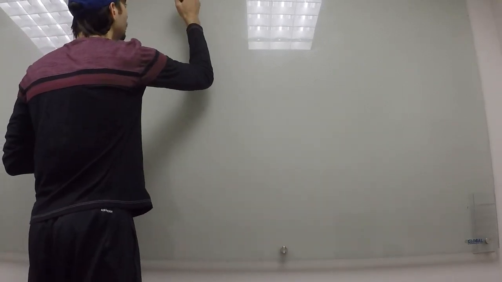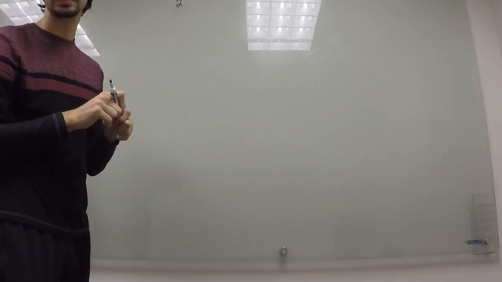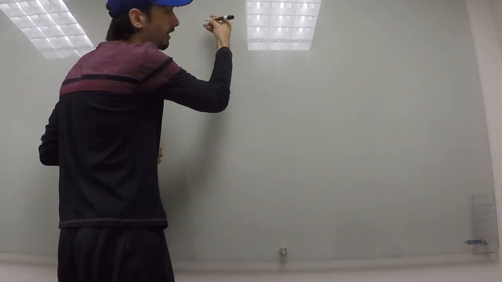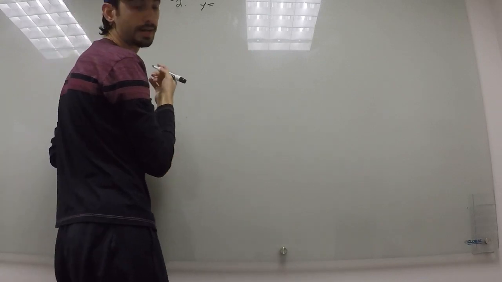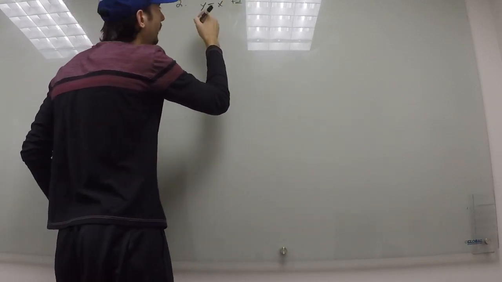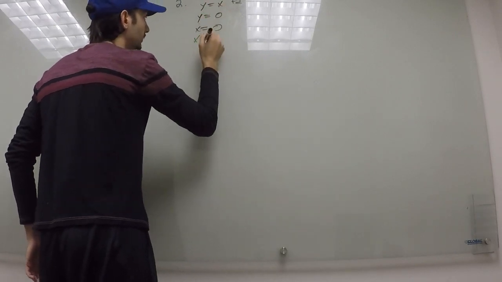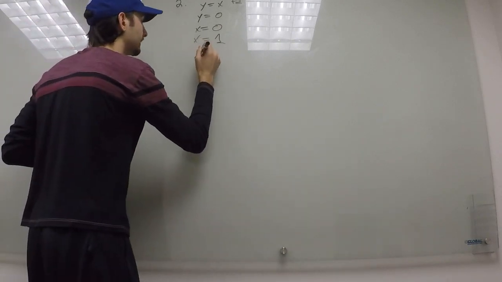So this question asks us to find the volume of a solid created by the following pieces of information. So we have y equals x squared plus 1, y equals 0, x equals 0, and x equals 1. And it's rotating about the y-axis.